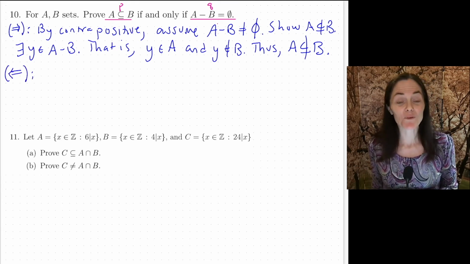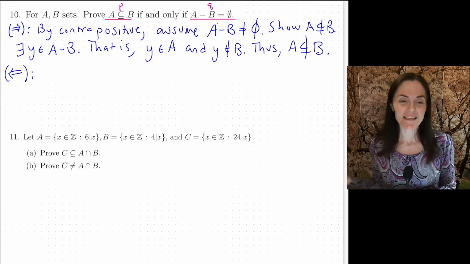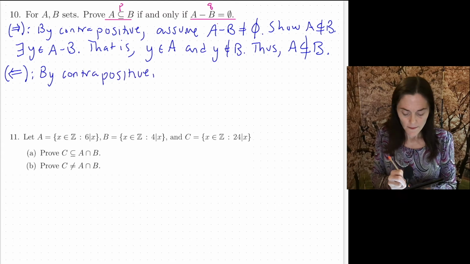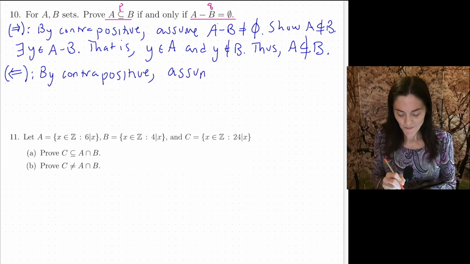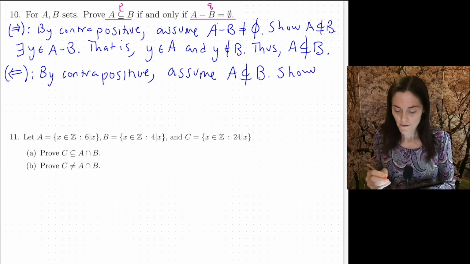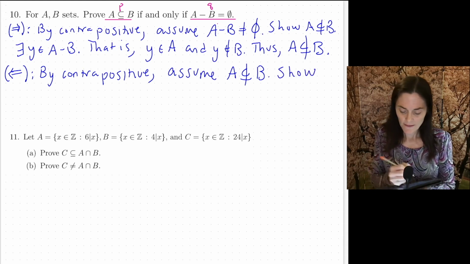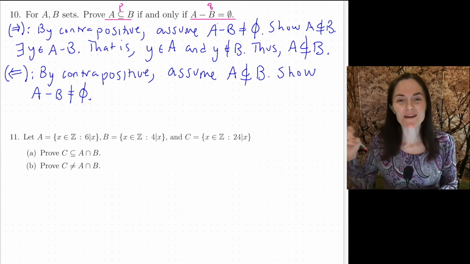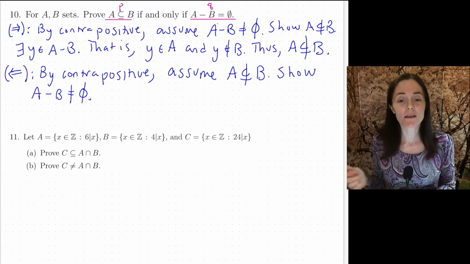Now, we want to prove Q implies P. And I mentioned I will also do contrapositive here. So Q implies P by contrapositive, we would assume that A is not a subset of B. And we want to show that A minus B is not empty, right? This is not P implies not Q, which is the contrapositive of Q implies P.